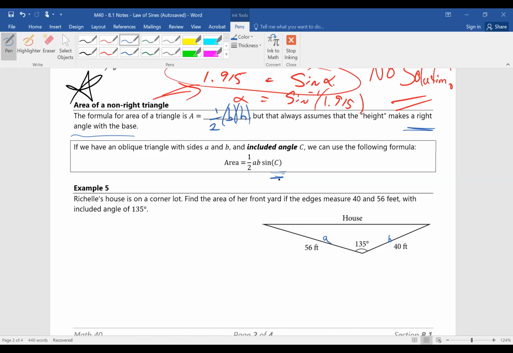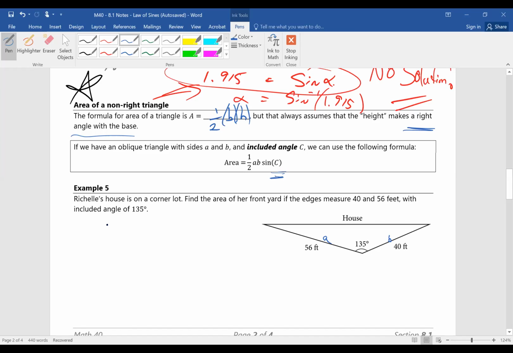So if you look at example 5, it says Rochelle's house is on a corner lot, and you're being asked to find the area of her yard if the yard edges measure 56 feet, 40 feet, with an included angle of 135. Now, I already called one side A and one side B, so I'll stay consistent with that. But you can really call any side A and side B. The sides don't matter because when you use them in the formula, the order is not going to have a different effect. You can do it in any order.